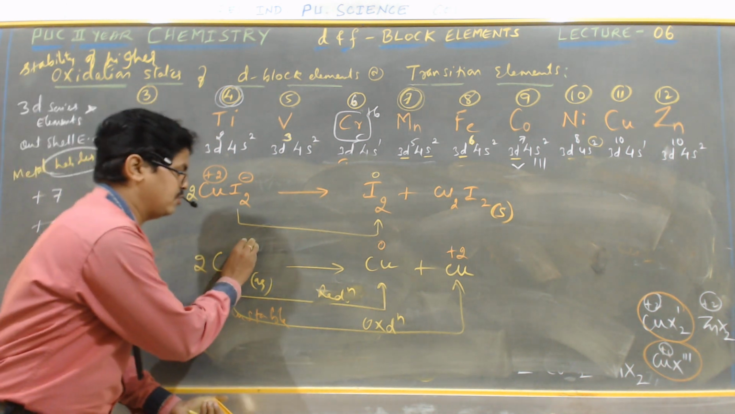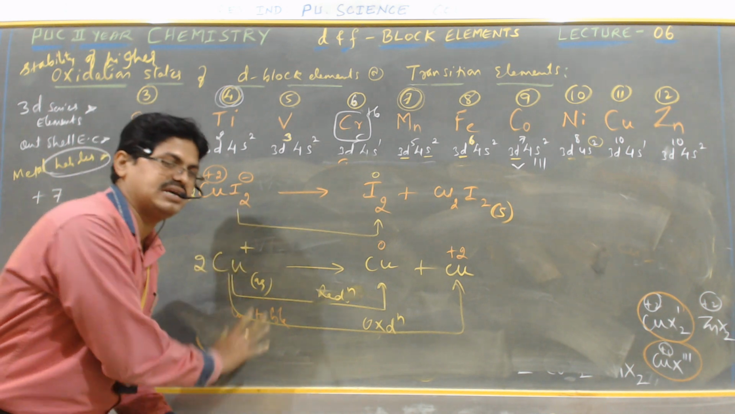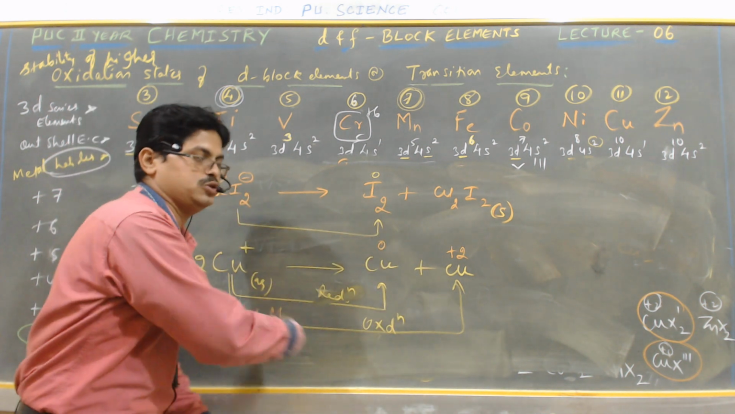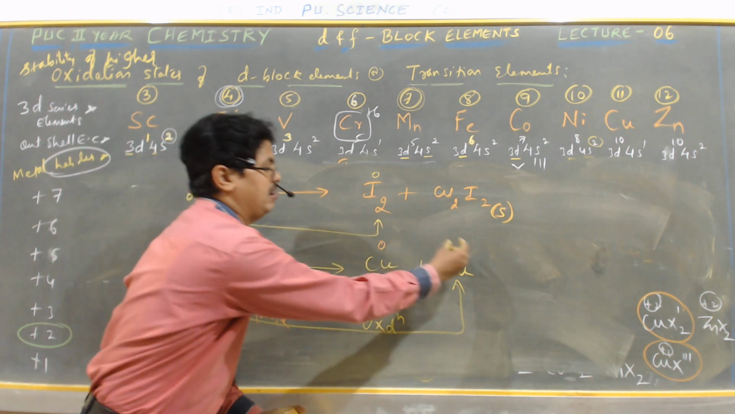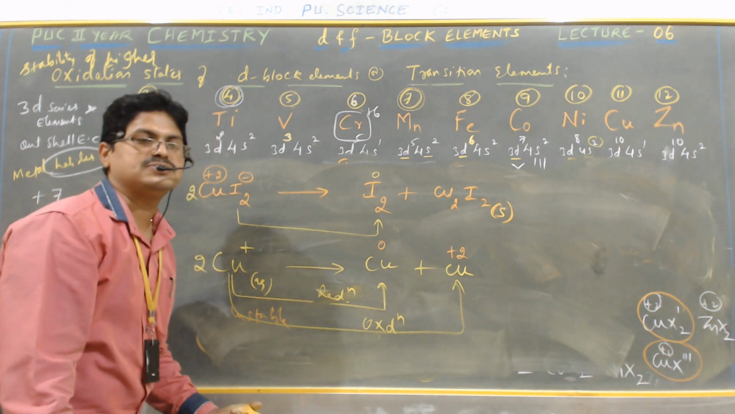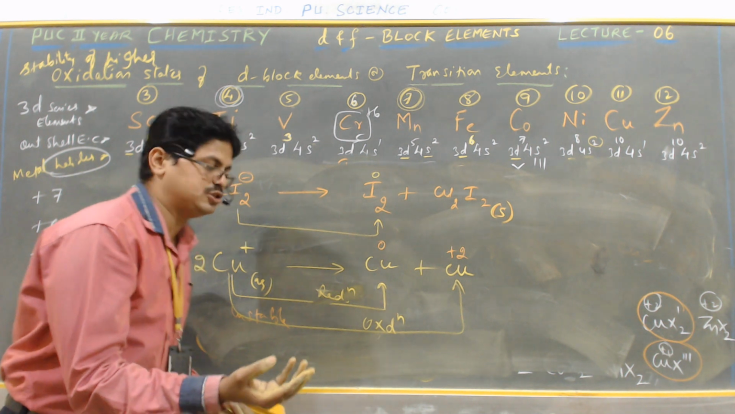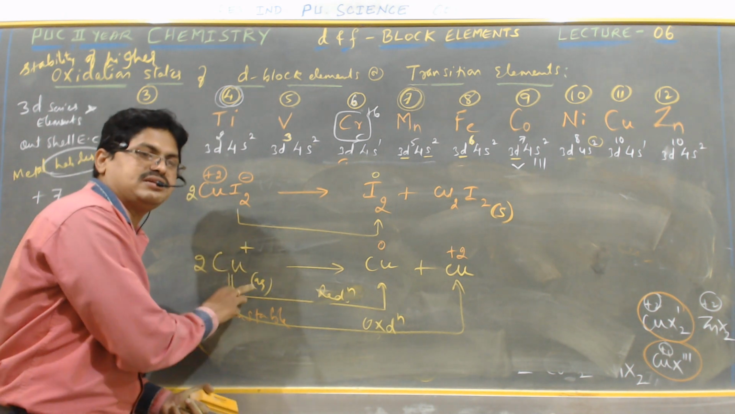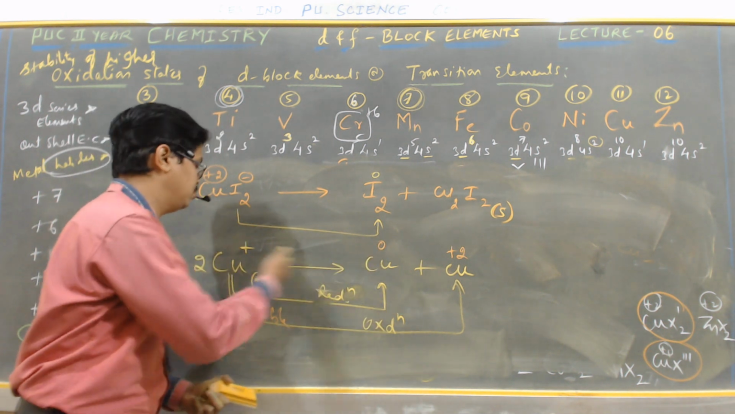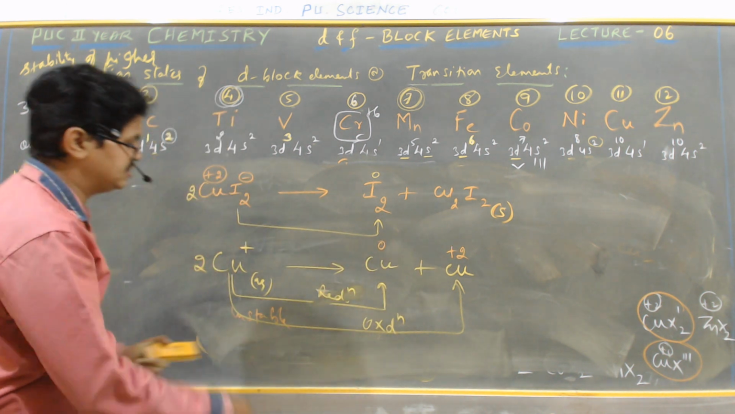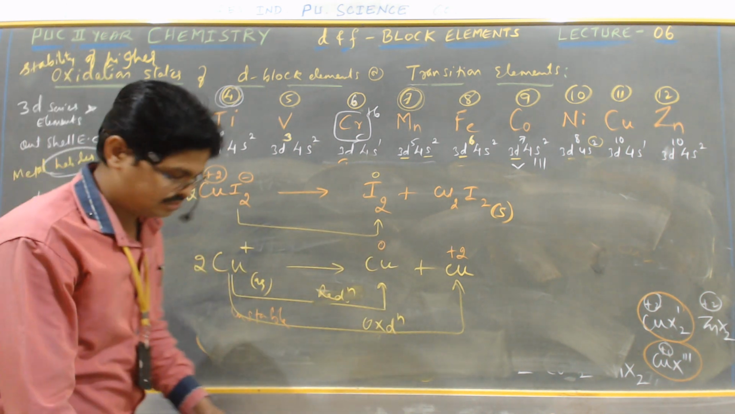Copper present in the +1 oxidation state in aqueous medium is unstable. It undergoes a disproportionation reaction to form 0 and +2 oxidation states. What is a disproportionation reaction? Where a particular element in a reactant itself undergoes both oxidation and reduction is called a disproportionation reaction.